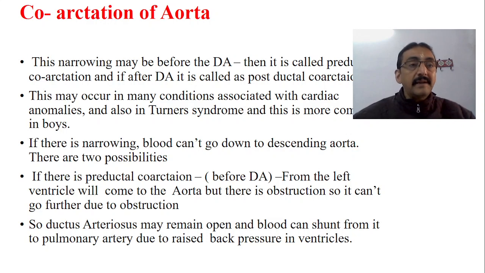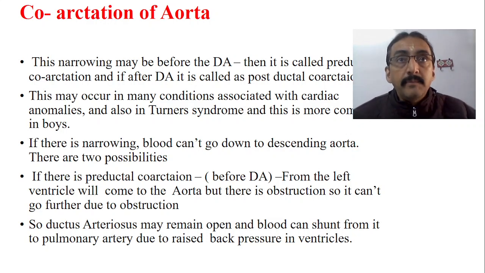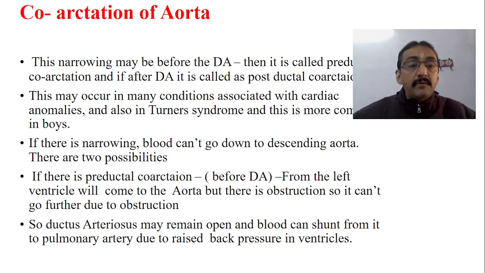If there is preductal coarctation, before the ductus arteriosus, then what happens? From the left ventricle, the blood will come to the aorta, but because there is an obstruction, it cannot go further. So the ductus arteriosus may remain open, and blood can shunt from it to the pulmonary artery due to raised back pressure in the ventricles.